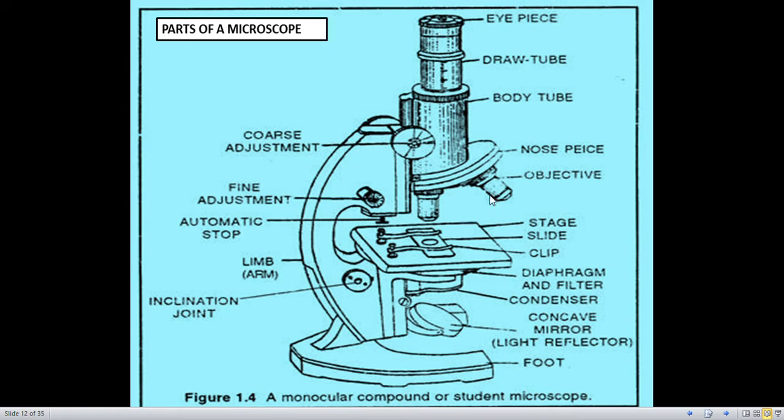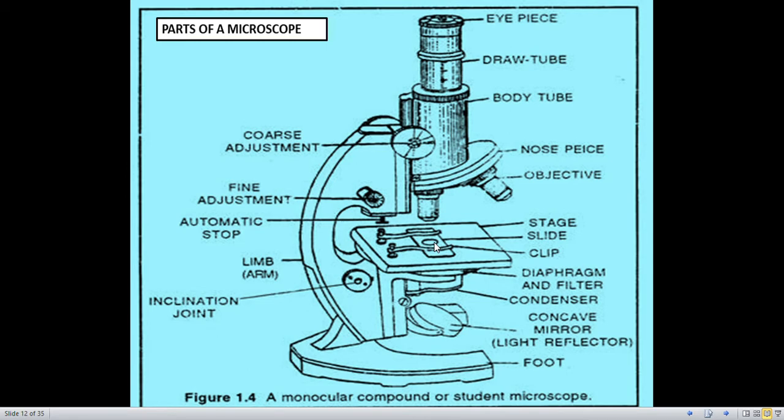The objective lens, there are 3 lenses fixed to the nose piece. The closest lens to the specimen. Now, if we keep a plant cell or animal cells here, they are the specimens, or parts of insects, they are the specimen. Now, these are the closest lenses to the specimen. They are made of convex lenses and they magnify the specimen. Mostly there are 3 objective lenses as I mentioned earlier.